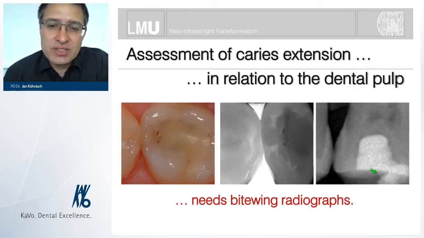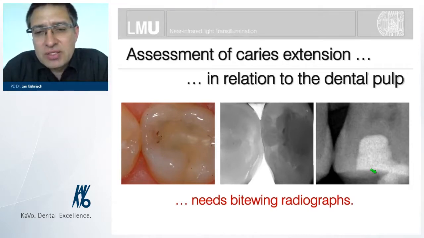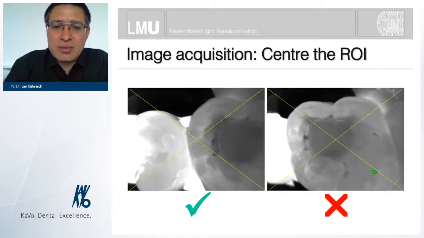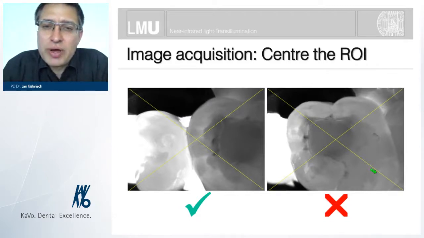And for that reason, if we would like to stage the caries, especially in dentine, which is in my eyes of importance for the daily dental practice, then we need bitewing radiographs, and that's important to know if we are using this device. There are some further points which are of importance to acquire good images.